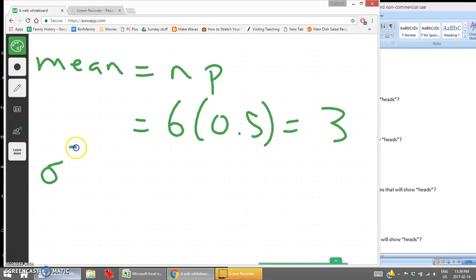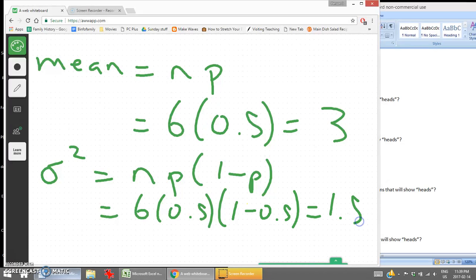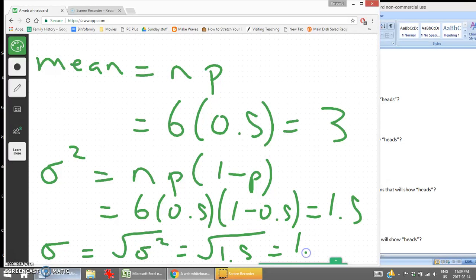Variance is that symbol. Variance is n times p times 1 minus p. So substituting in the values, 6 times 0.5 times 1 minus 0.5 will give us a variance of 1.5. Standard deviation is simply the square root of the variance. The square root of 1.5 would be about 1.225.